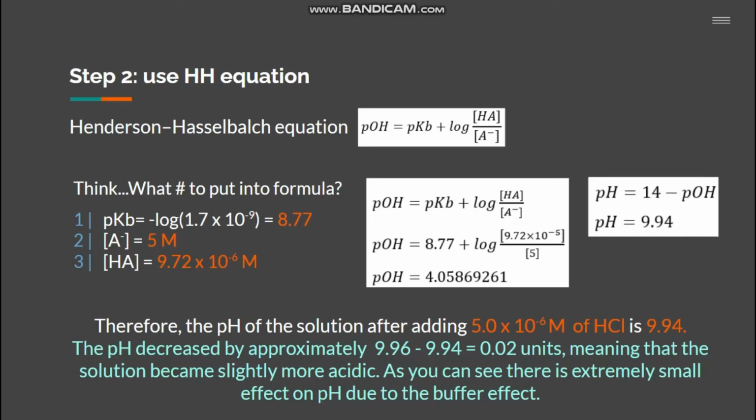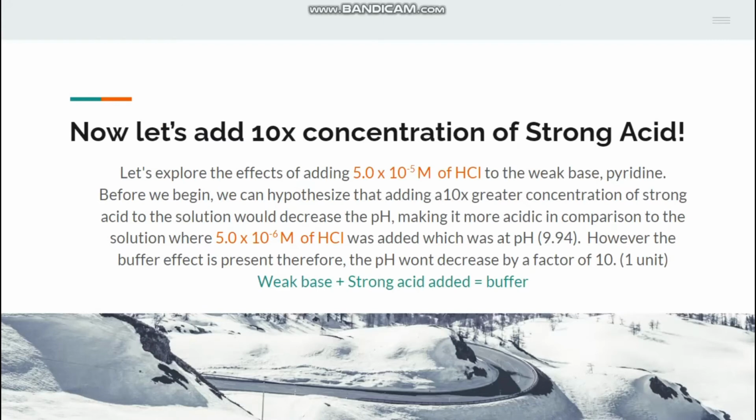As you can see, the difference in pH was very little between the initial solution and the solution with strong acid added. This is due to most of the HCl being used up by pyridine to form pyridinium ions, allowing less of the acid to contribute to the overall pH. Now, let's add 10 times the concentration of HCl to the initial solution. The buffer effect will still be present, so we can predict that the pH will not decrease by a factor of 10 compared to the last solution we calculated.